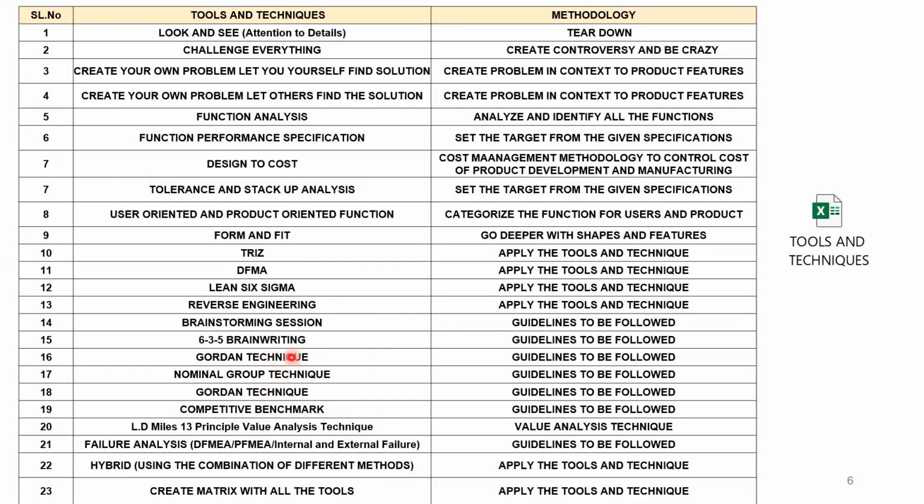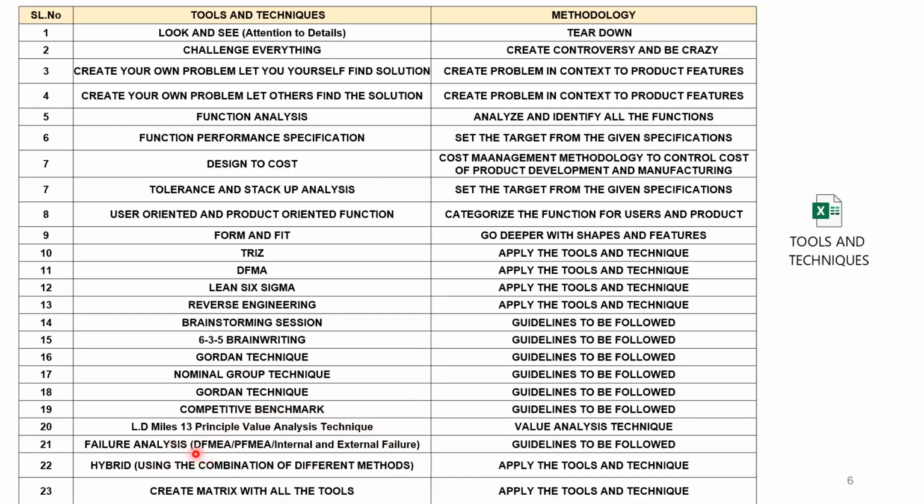The very important thing we are going to do as an exercise is a brainstorming session, which you may also be doing for idea generation. These are new techniques: 635 brainwriting, Gordon technique, and nominal group technique. These three we are going to practice next week, and we will see the results. The next one is going to be benchmarking. If you have a benchmark, it will be good.